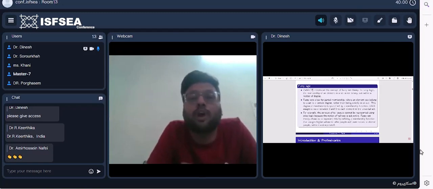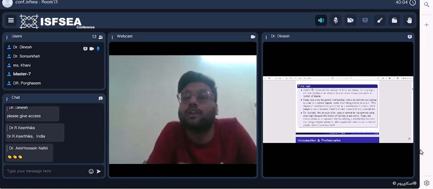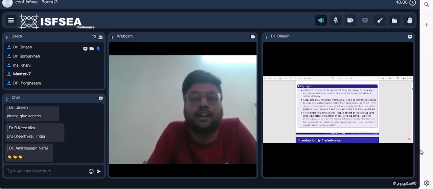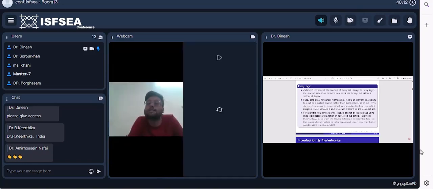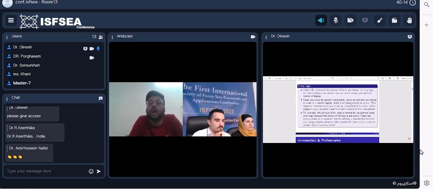The degree of membership is quantified by a membership function, which assigns a value between 0 and 1 to each element in the universal set. For example, the concept of tall people cannot be presented using crisp logic because the notion of tallness is subjective. Fuzzy set theory allows us to represent this by defining a membership function. This assigns higher values to the taller people and lower values to the shorter people without a sharp cutoff.